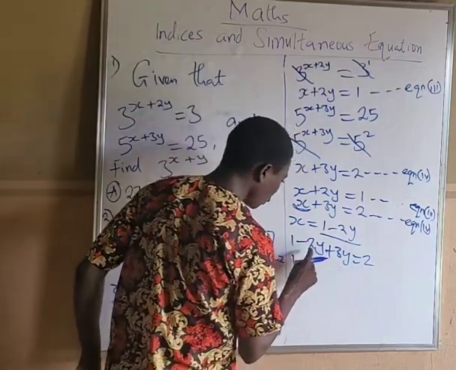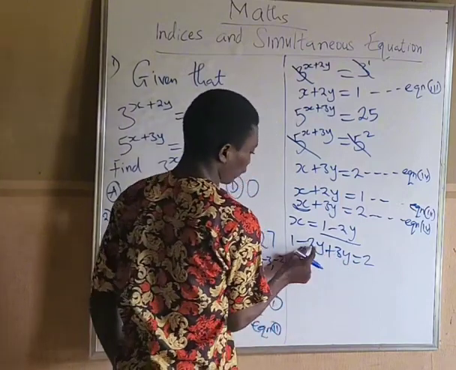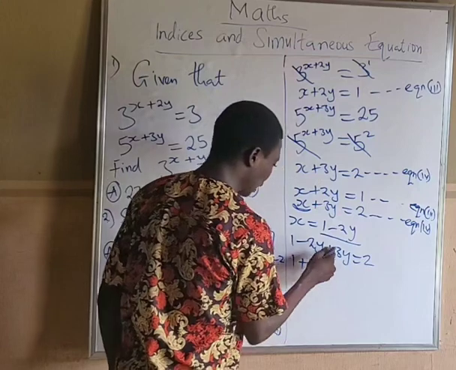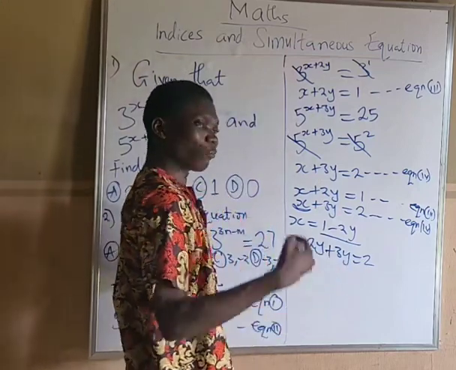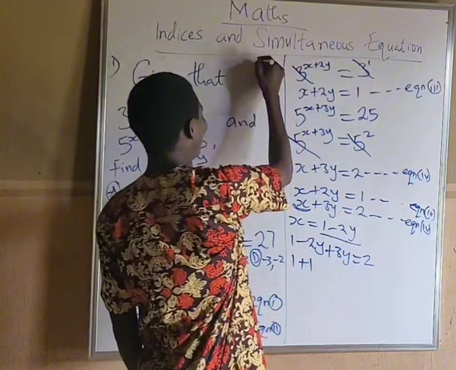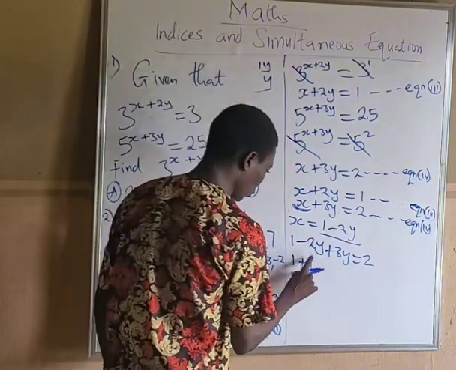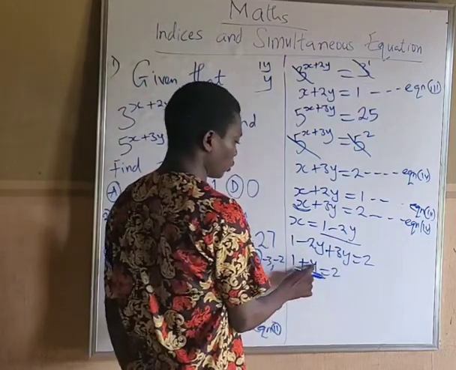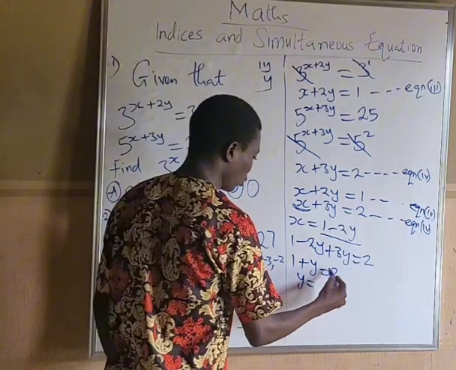So let's break further. We have 1, now minus 2y plus 3y. First of all, minus 2 plus 3, that is what? Plus 1. So that is plus 1. Then put the y at the back. And you know, plus 1y, or 1y, is the same thing as y. So let's just write it as y equals 2. Now making y the subject of the formula, we have y equals, take this 1 to the other side, it becomes 2 minus 1.